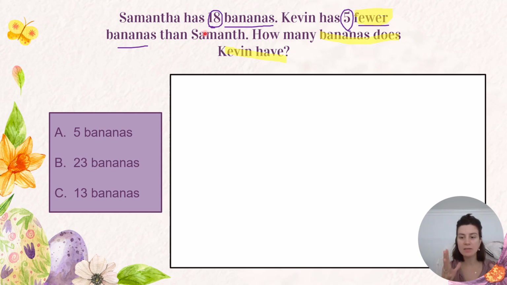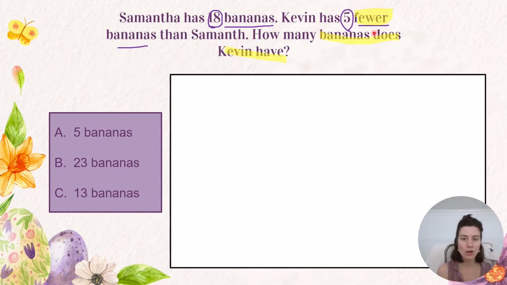Samantha has 18 bananas. Let's visualize this. 18 bananas in front of Samantha. Kevin has 5 fewer bananas than Samantha. How many bananas does Kevin have? I'm looking for the amount that Kevin has, not Samantha. I know that Samantha has 18 bananas. I don't know how many bananas Kevin has. However, I know that he has 5 fewer bananas than Samantha.